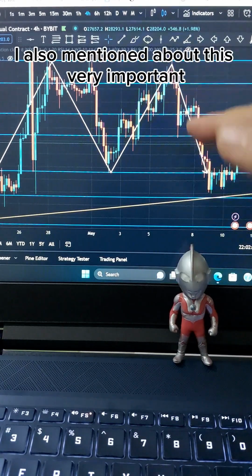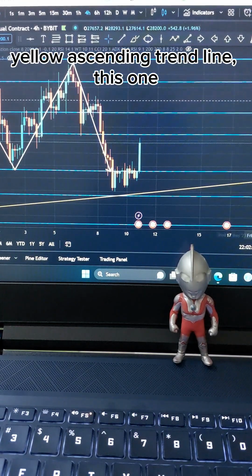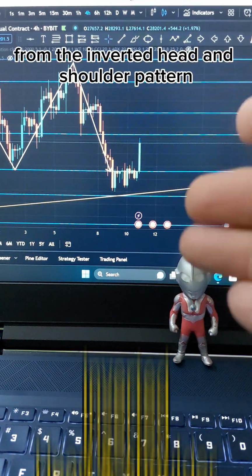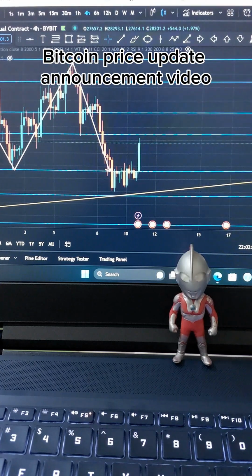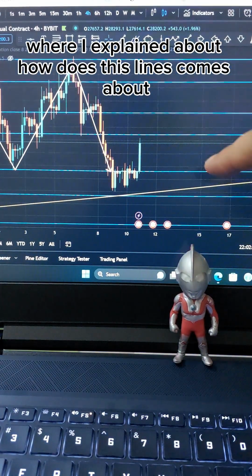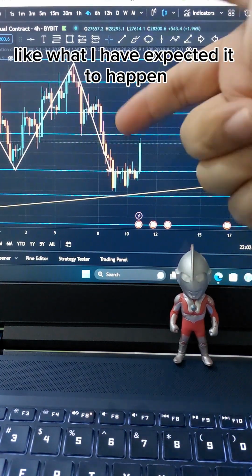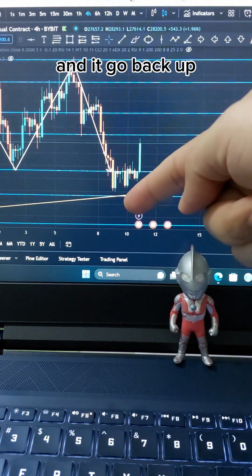However, I also mentioned this very important yellow ascending trend line, this one, which was formed a couple of months ago from the inverted head and shoulders pattern. Refer to my previous Bitcoin price update video where I explained how this line comes about. So it did play out exactly like what I expected. It bounced from the trend line here and went back up.